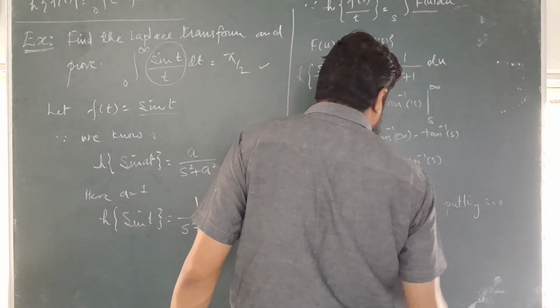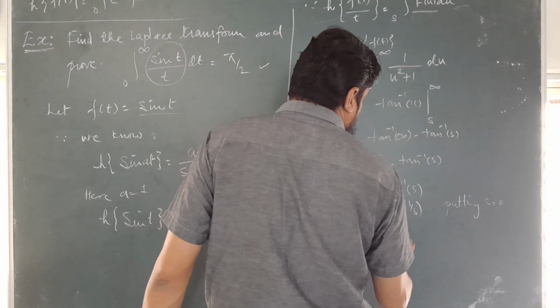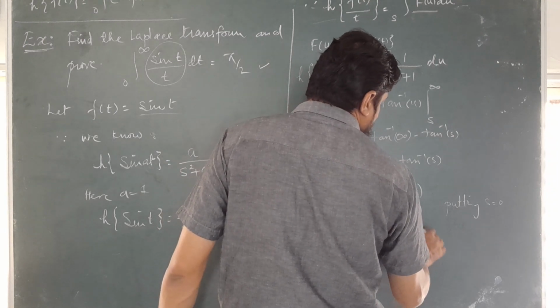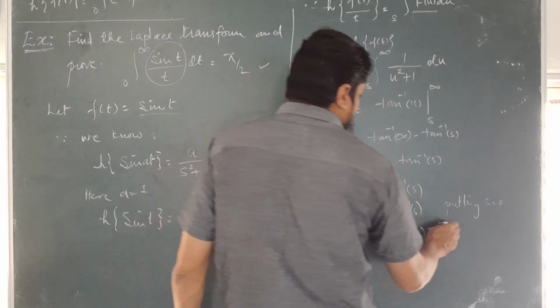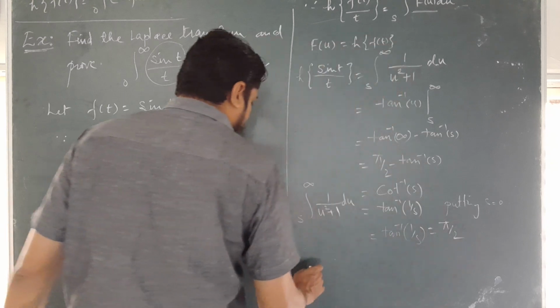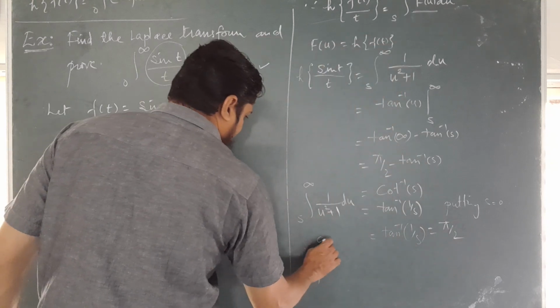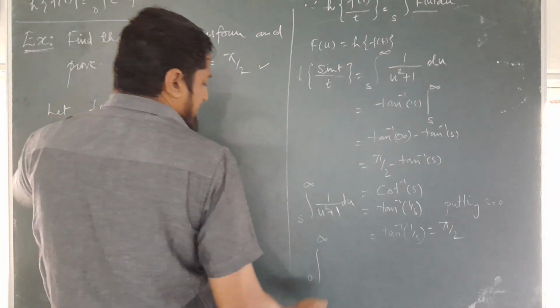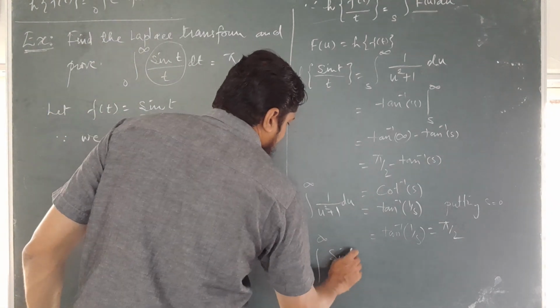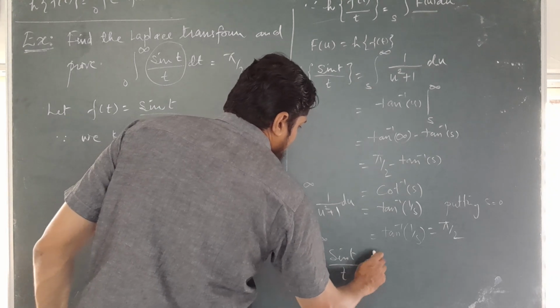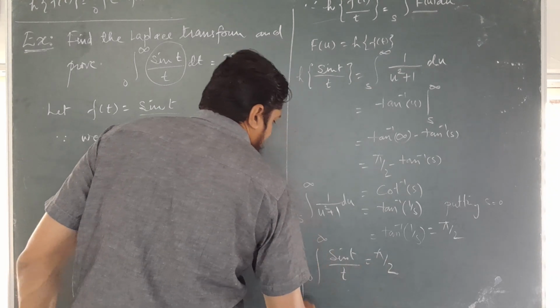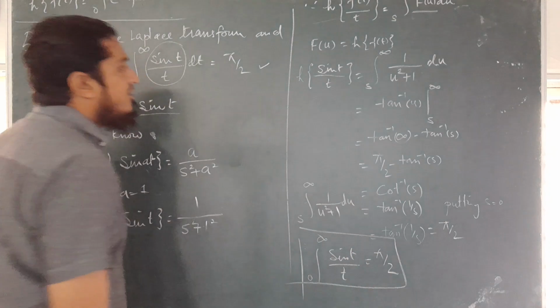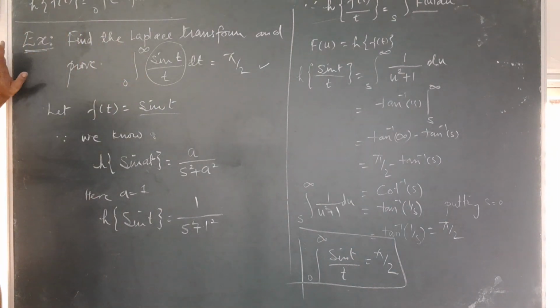s is equal to 0, so we will get tan inverse of 1 upon s, which is equal to pi by 2, and we get integration from 0 to infinity of the function sin t upon t is equal to pi by 2. And it is the required result of our question.